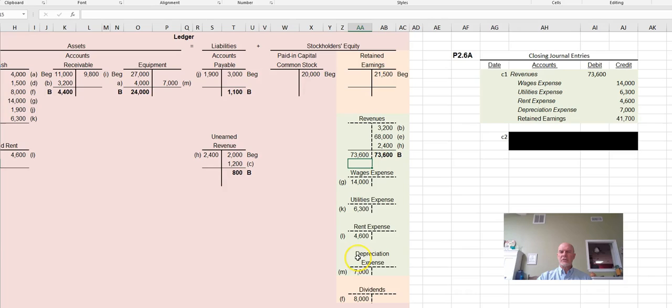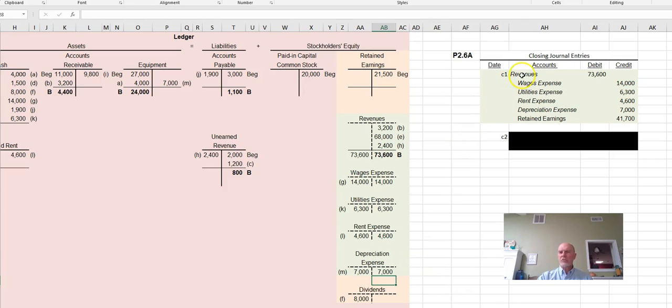All of these different expenses are going to be credited to set them back to zero. Credit wages expense for 14,000. Credit utility expense for 6,300. Credit rent expense for 4,600. And then credit depreciation expense for 7,000. So that sets all of these income accounts back to zero.